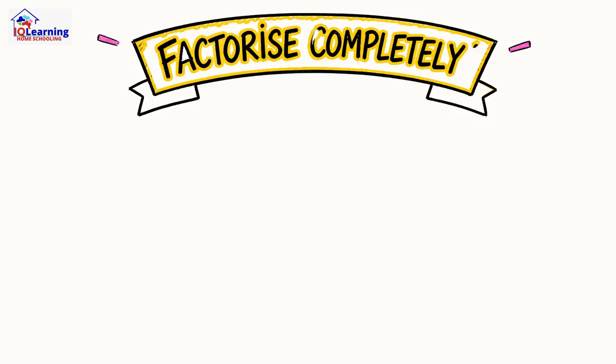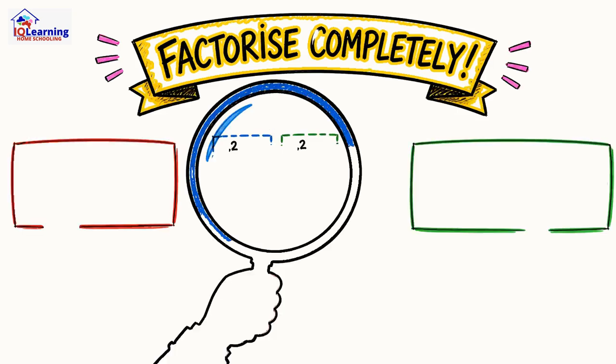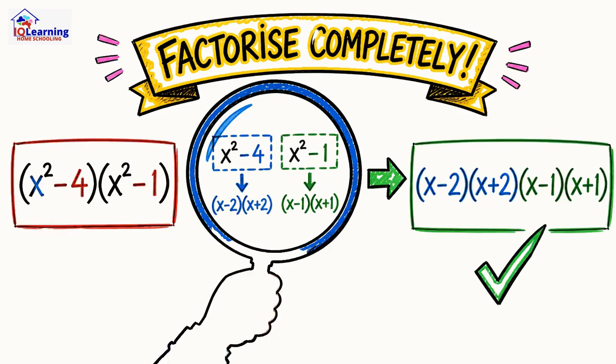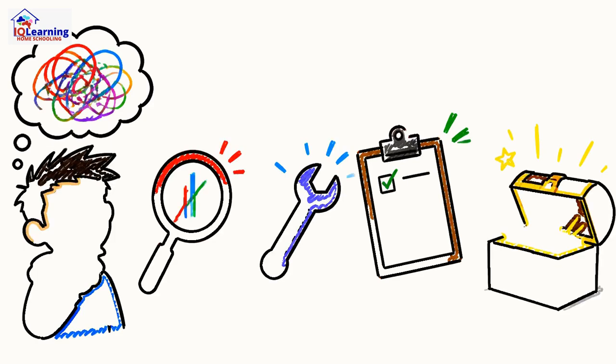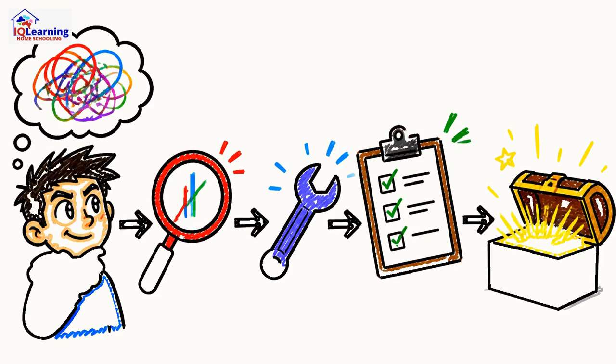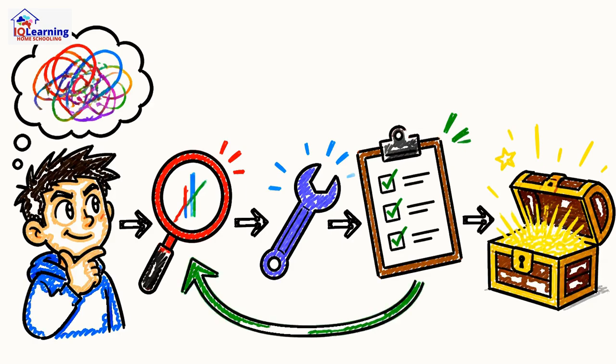This leads to the golden rule: factorize completely. Never stop after the first step. Always check your final brackets for any remaining patterns. This discipline of seeing a problem, applying a tool, and then checking again is what separates the novice from the expert. It's how you break down complexity, and it's the key to unlocking what comes next.